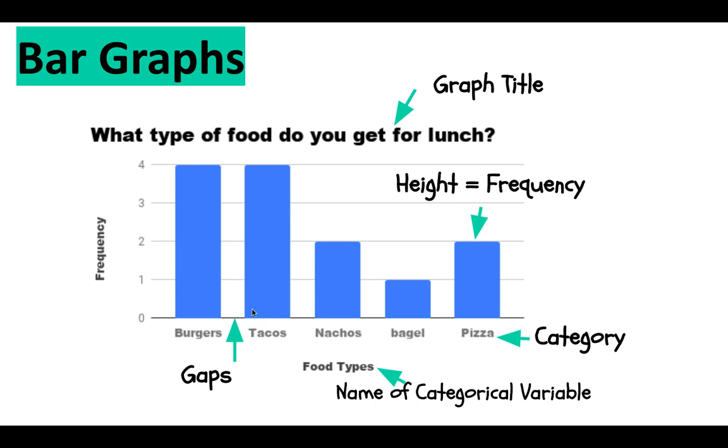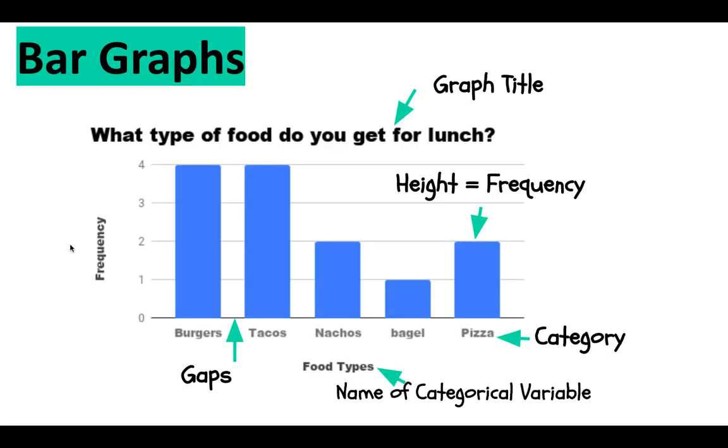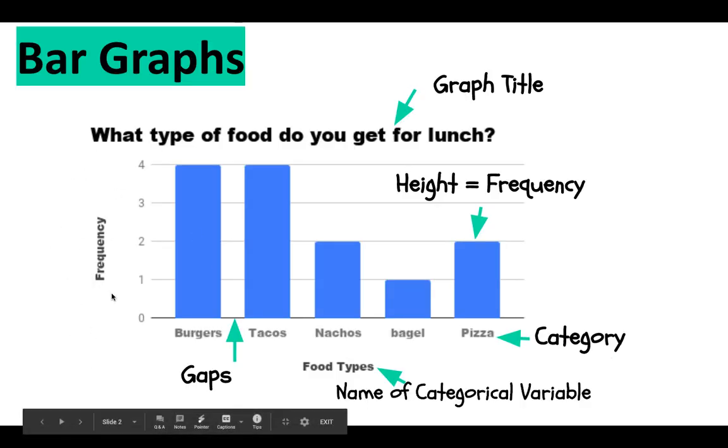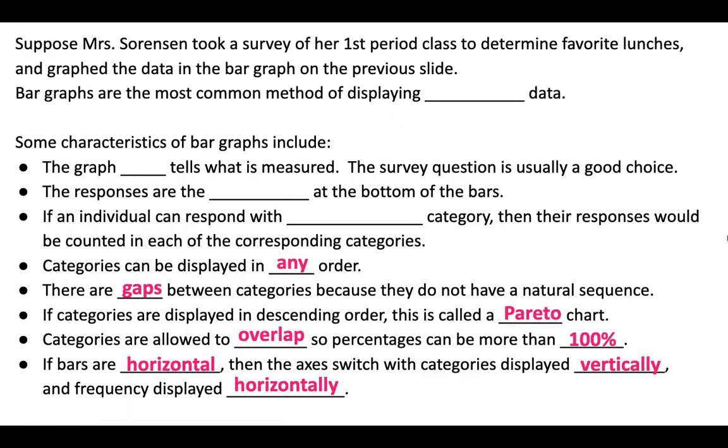We have gaps between the bars, which show that these categories don't have anything to do with each other. There's not a natural sequence to them necessarily. And then along the side, we have frequency, which basically just means how many. We said that before. So suppose Ms. Sorensen, one of our statistics teachers, took a survey of her first period class to determine people's favorite lunches and graphed the data in the bar graph on the previous slide that's on your notes.